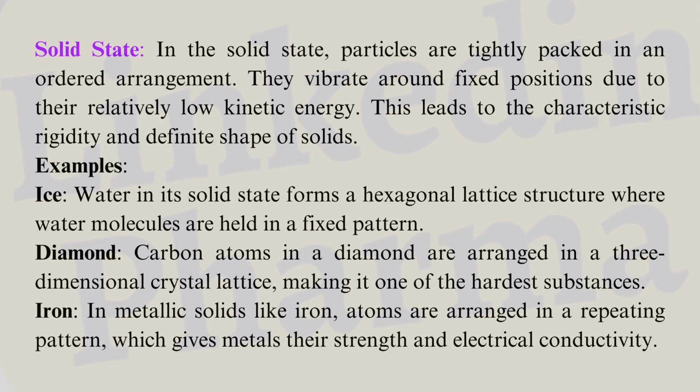Solid state. In the solid state, particles are tightly packed in an ordered arrangement. They vibrate around fixed positions due to their relatively low kinetic energy. This leads to the characteristic rigidity and definite shape of solids. Examples. Ice. Water in its solid state forms a hexagonal lattice structure where water molecules are held in a fixed pattern. Diamond. Carbon atoms in a diamond are arranged in a three-dimensional crystal lattice, making it one of the hardest substances. Iron. In metallic solids like iron, atoms are arranged in a repeating pattern, which gives metals their strength and electrical conductivity.